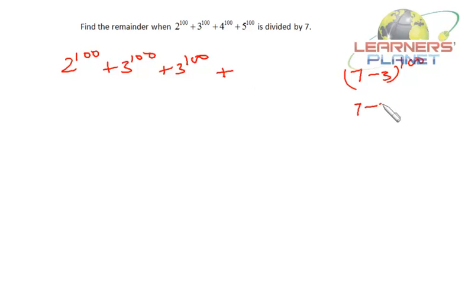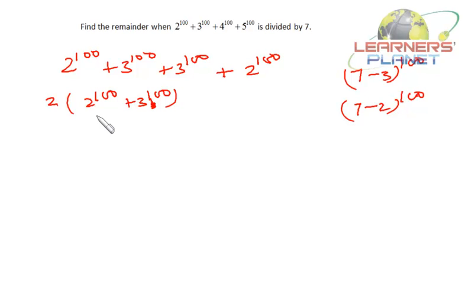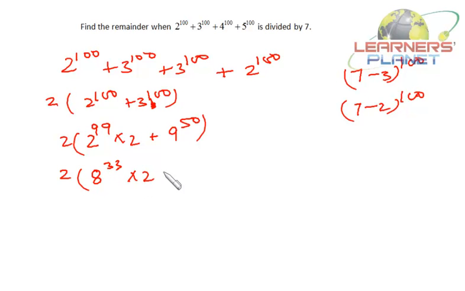Similarly 5 can be written as 7 minus 2 raised to 100. So minus 2 raised to 100, and since there is an even power to minus, further we'll be getting 2 raised to 100. So finally 2 times 2 raised to 100 plus 3 raised to 100. Okay. Now let's find a number which is in the power of 2 and which is closer to 7 or its multiple. Okay, so we can convert it to 8. So 2 raised to 100 can be written as 2 raised to 99 into 2, plus 3 raised to 100 can be written as 9 raised to 50, and this 2 is there.